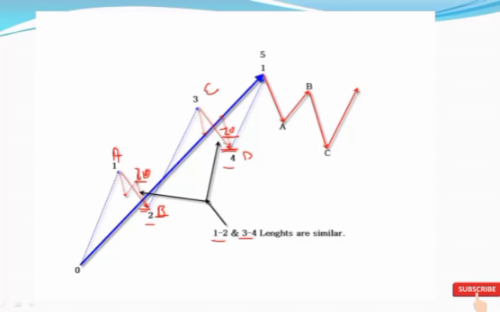They'll have that same type of length, and when you see that same type of length, it's something to look at for a trade opportunity, or where you could see a turning point in the market.